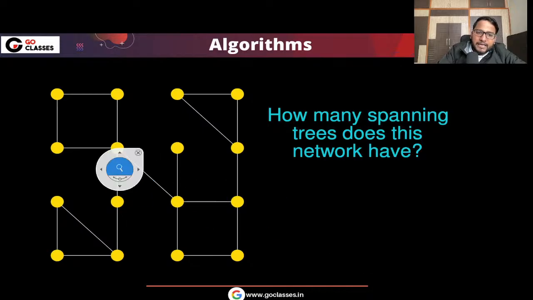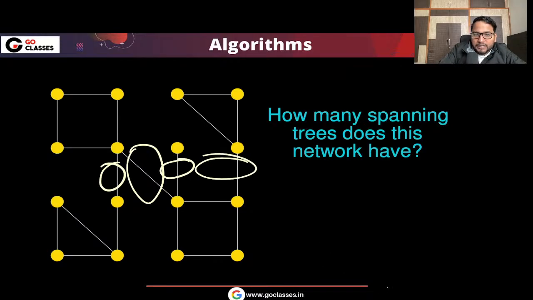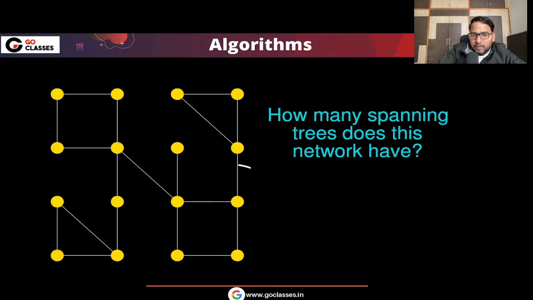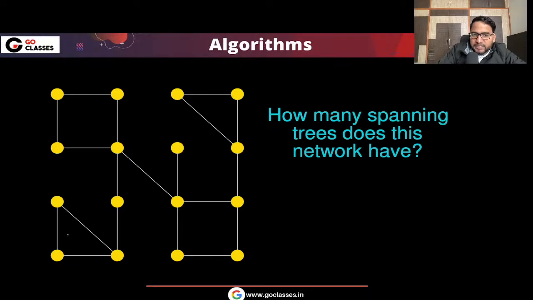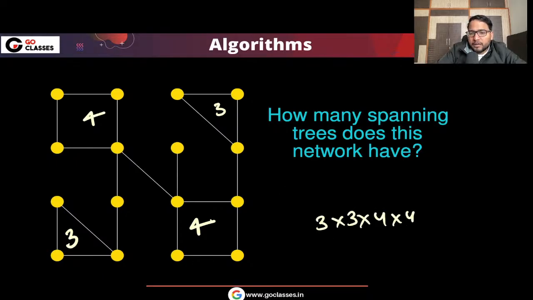This particular edge, which is here, is always part of every MST. I think these edges are anyway part of all the MSTs. This is a cycle. You have three ways here, four ways here, three ways here, four ways here. So hence there are 3 into 3 into 4 into 4, which is 9 into 16. These many MSTs are possible.